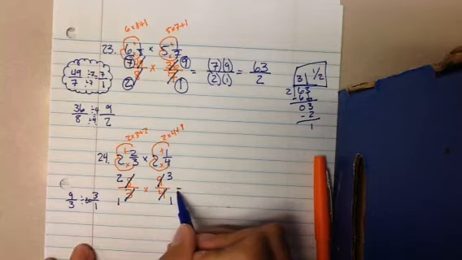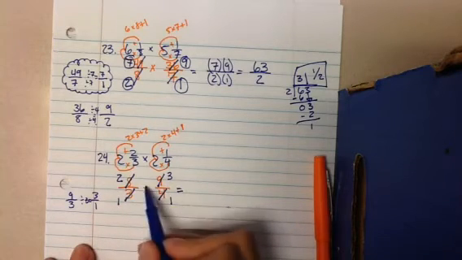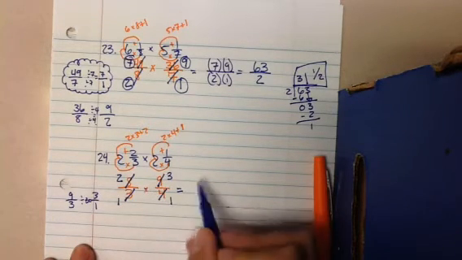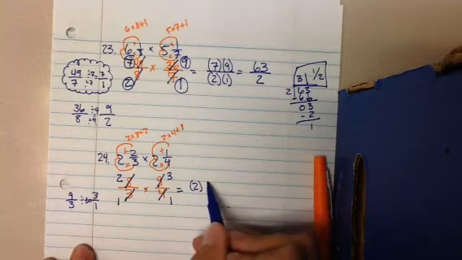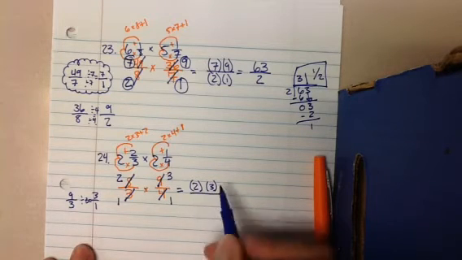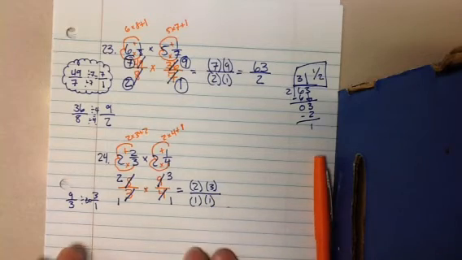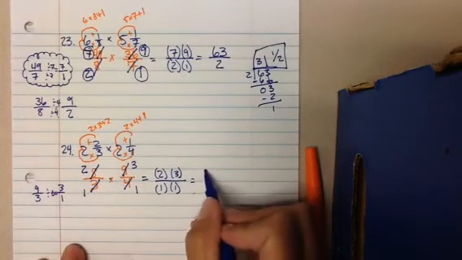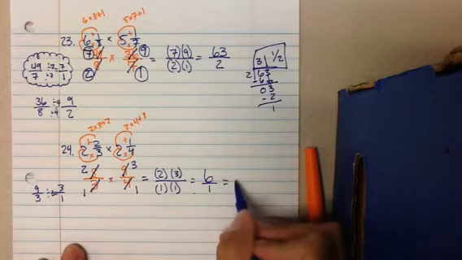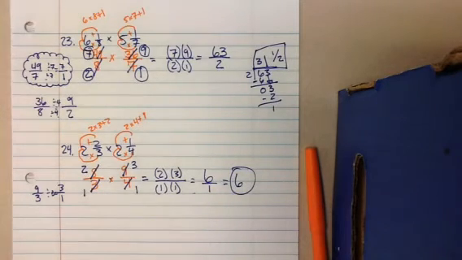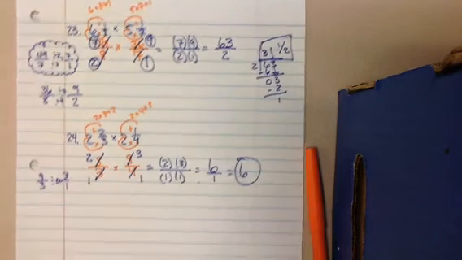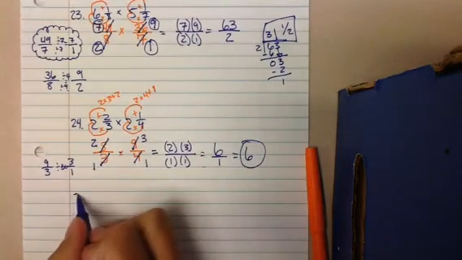Super fantastic. We are going to do our next step, which is numerator times numerator and denominator times denominator. 2 times 3 for our numerators, and 1 times 1 for our denominator. And in that case, we get 6 over 1, which equals 6. Awesome. That was nowhere near as hairy as that last problem. Let's do 25 because we're on a roll.